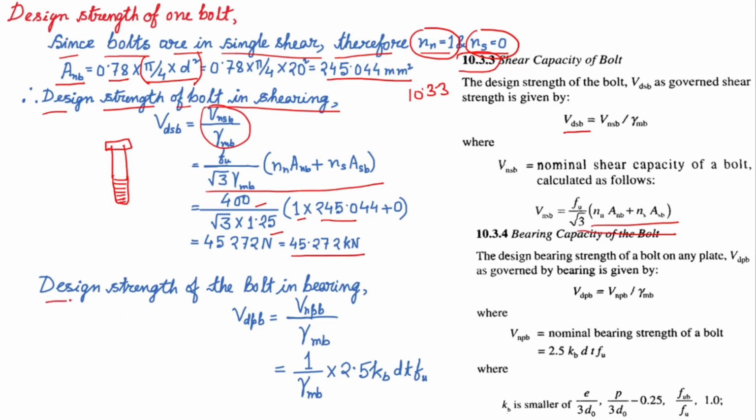Similarly, I have to calculate the design strength of the bolt in bearing also. For that I have to follow clause number 10.3.4. So Vdpb equals Vnpb by gamma mb. If I replace Vnpb with this formula, 2.5 kb d t fu, finally Vdpb will be this. This is the formula to calculate the design strength of the bolt in bearing.